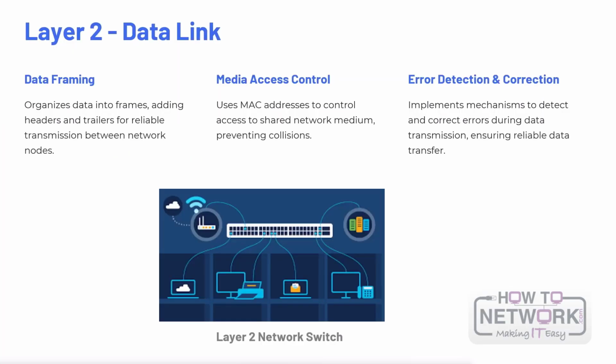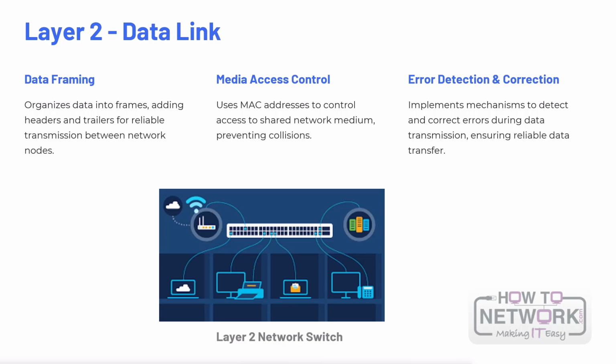Now let's talk about the second layer, or what we call the data link layer. The data link layer bridges the gap between the physical layer's raw bit transmission and the higher layers' more abstract data handling. It provides a reliable and efficient means of transmitting data between directly connected network devices. By managing data framing, addressing, and error control, the data link layer ensures that data is delivered to the intended recipient with minimal errors.